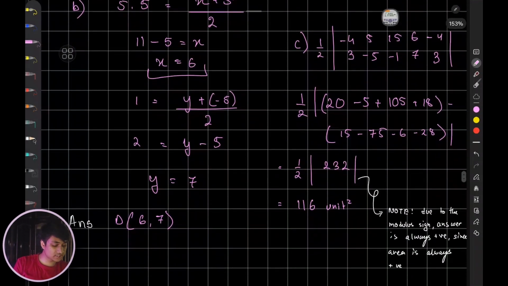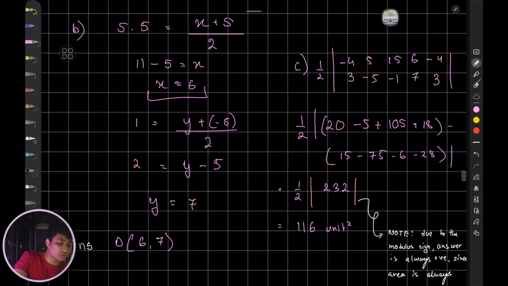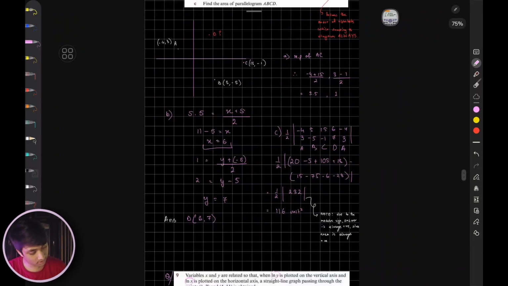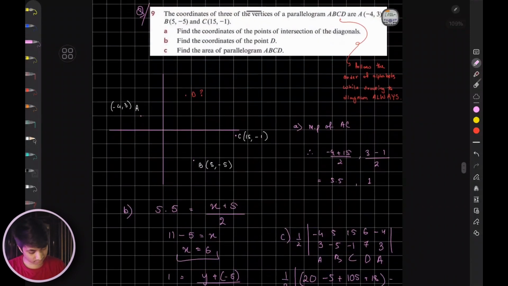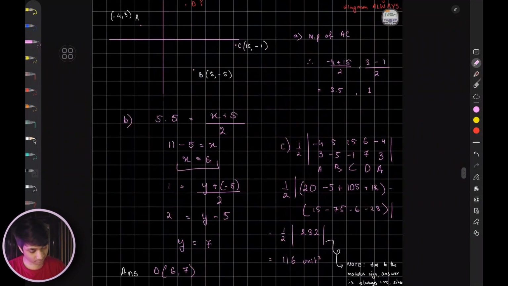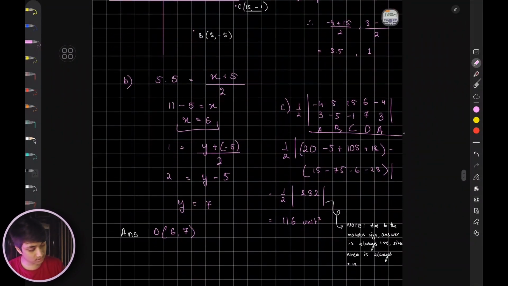So we're going to use the same formula we discussed towards the beginning of this video. Line up all the coordinates A, B, C, D, and again A, right? A is -4, 3. Fair enough. And it's -5, 5, -5. Okay. So these are the coordinates.